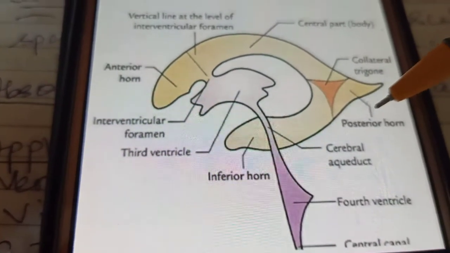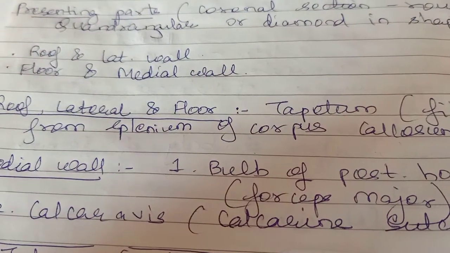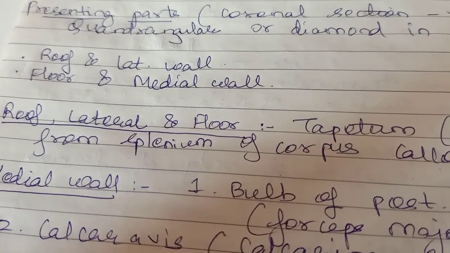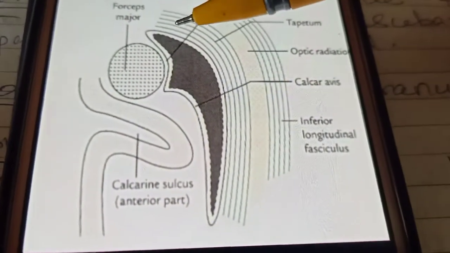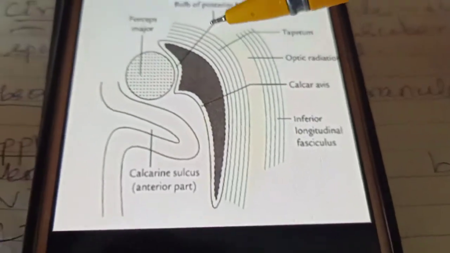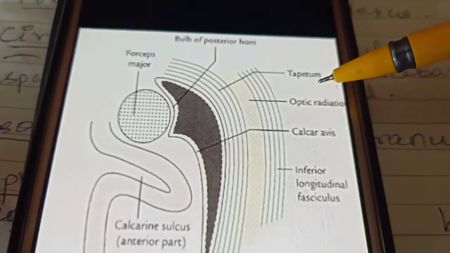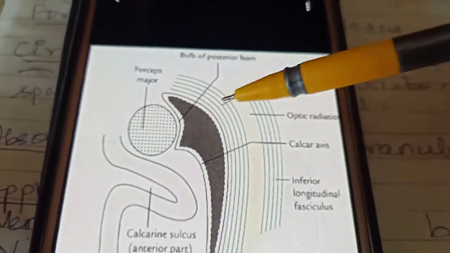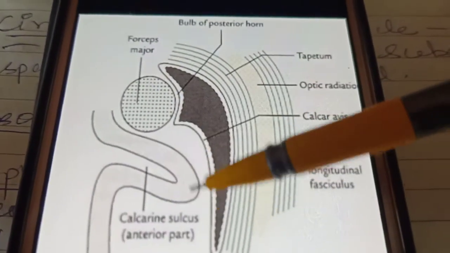Situation is the occipital lobe. Now the presenting parts: when you take the coronal section, it is roughly quadrangular or diamond in shape. It has a roof, lateral wall and floor. The roof, the lateral wall and the floor are formed by the tapetum, the fibers coming from the splenium of the corpus callosum, and the medial wall is formed by the bulb of the posterior horn and the calcarine sulcus.